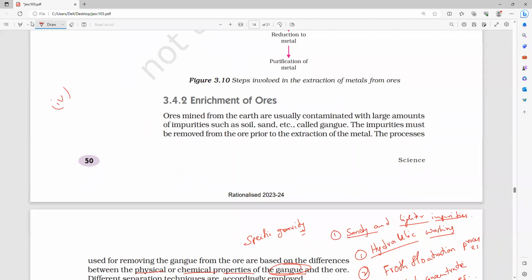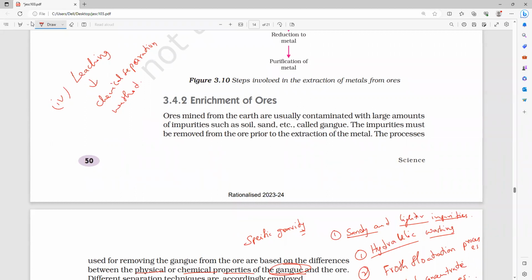Here, based upon the difference in chemical properties of the ore and the gangue, we will choose the method. That is what we call leaching. So leaching is actually called chemical separation method. Based upon the chemical properties of the ore as well as the gangue, we will choose this process. For example, if you take bauxite, bauxite is the ore of what?